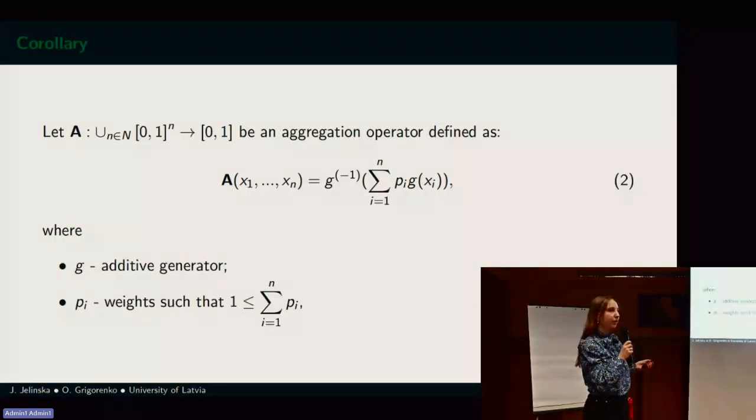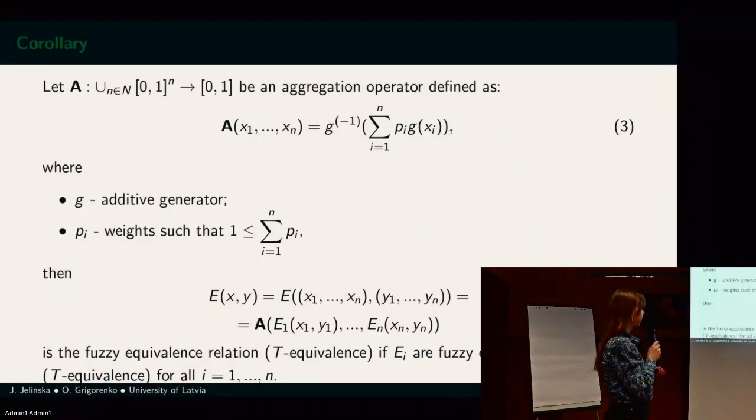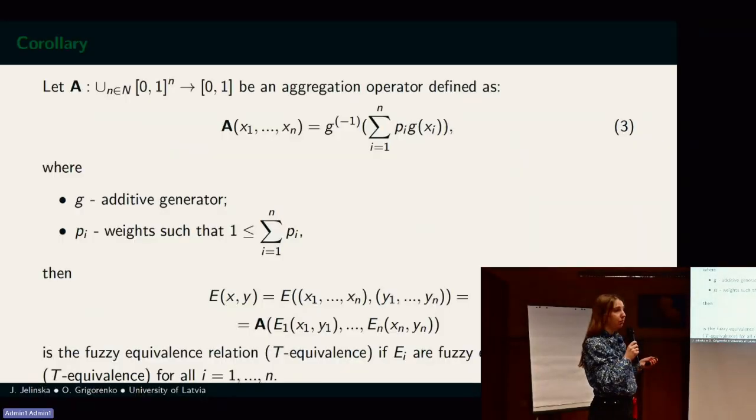So this is the aggregation operator, and if we aggregate equivalences this way, then the result also will be an equivalence, because it will be reflexive, symmetric, and T-transitive. So yes, it's the continuation of a corollary. We got the way to construct the aggregation operator. We know the additive generator G.